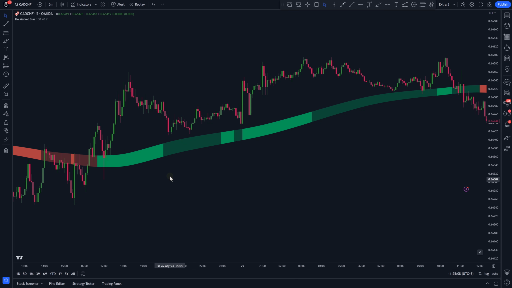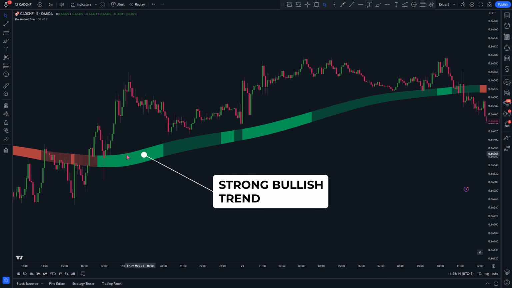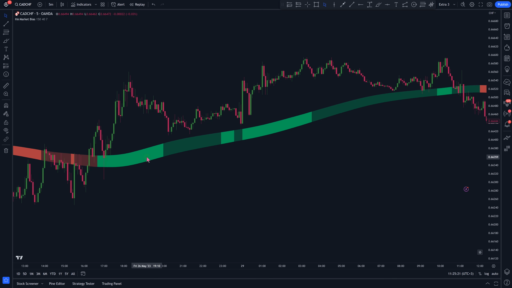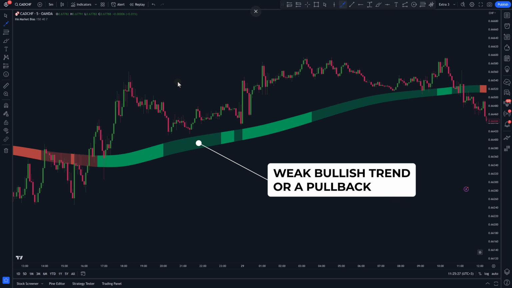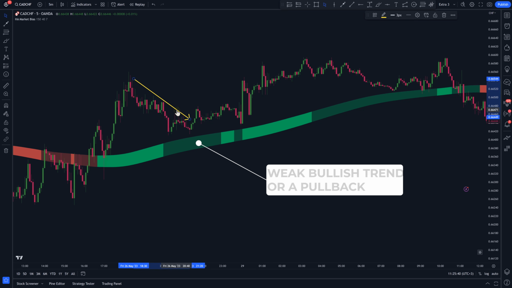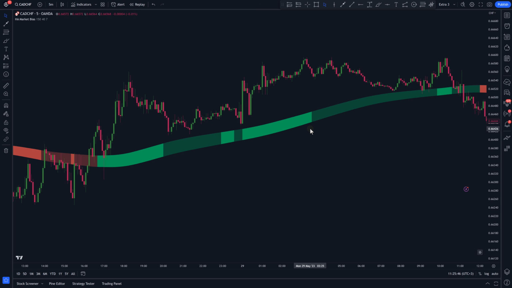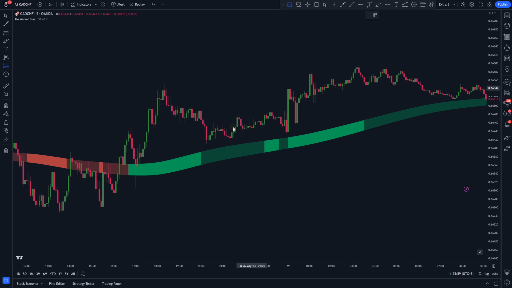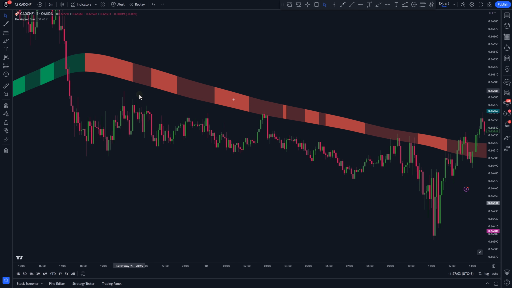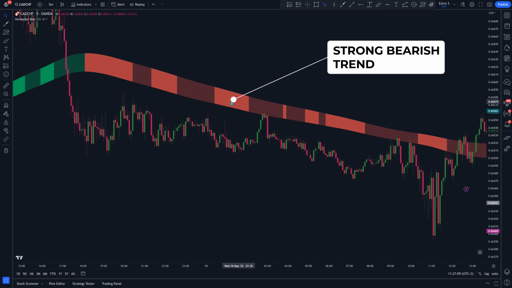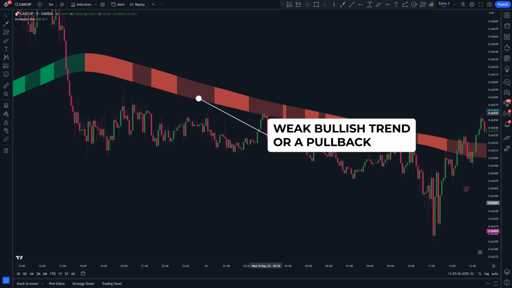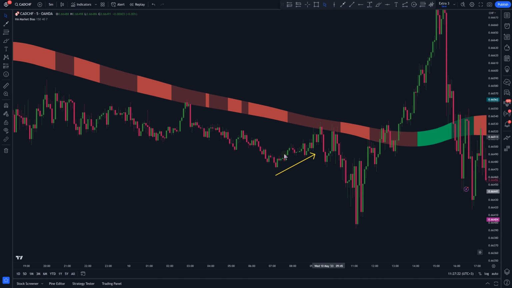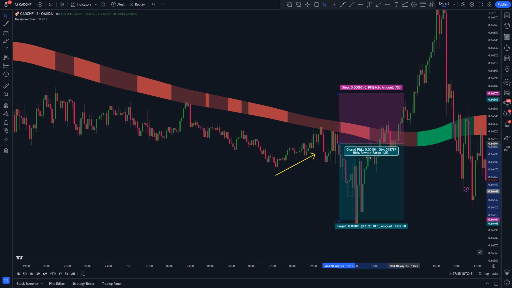When the indicator is colored bright green like here, this indicates a strong bullish trend. But whenever it's colored dark green like here, this indicates a weak bullish trend and can also be interpreted as the market doing a pullback. Because of this, we're going to use this indicator to not only identify trends in the market, but also to identify areas of pullbacks that can actually be used to enter long and short trades. In a bearish trend, a bright red color indicates a strong trend, while a dark red color indicates a weak trend or a pullback. And of course, just like in a bullish trend, these pullbacks represent areas of potential trade entries.